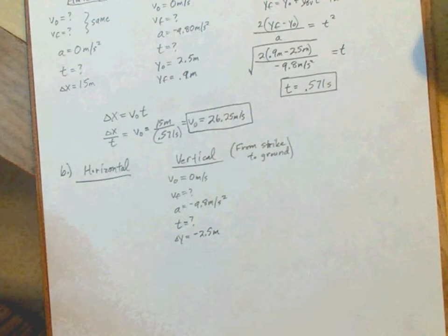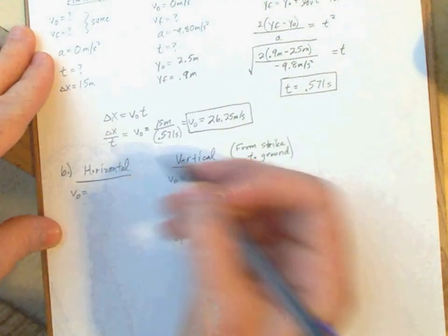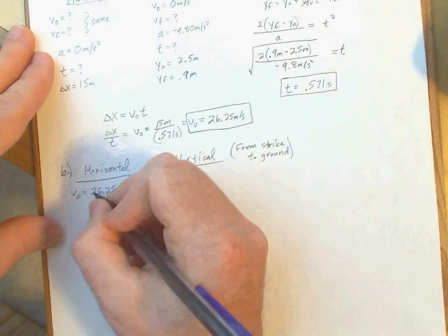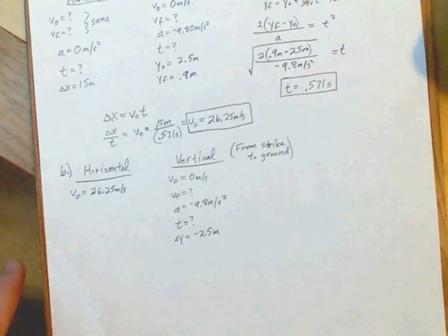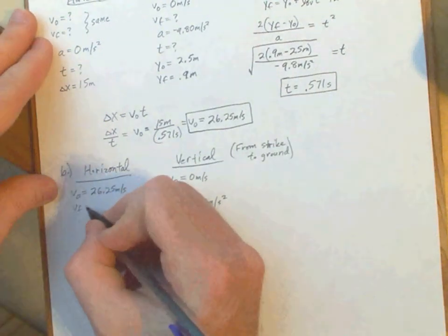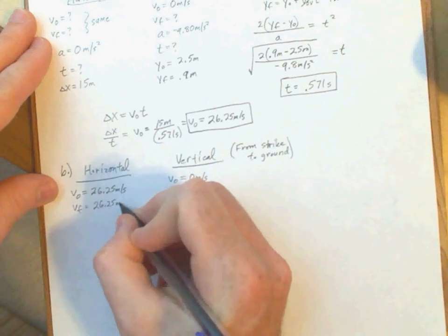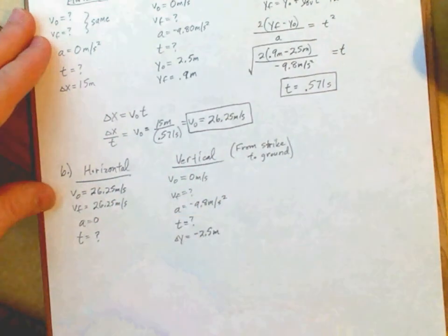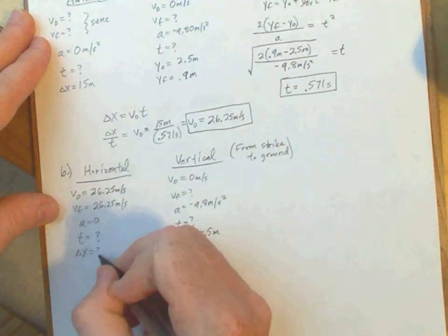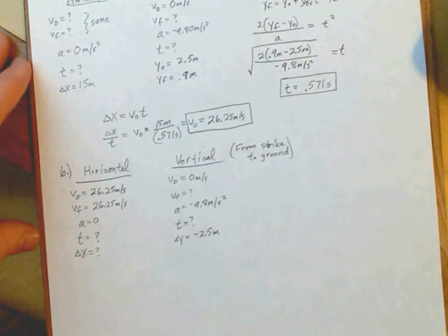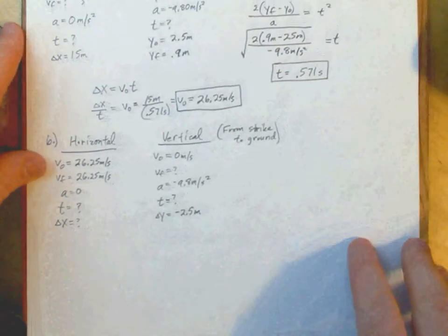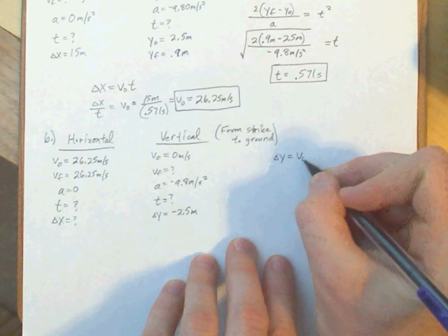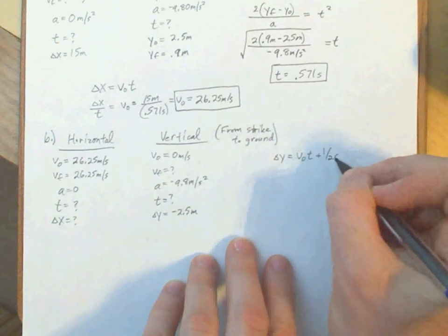Horizontally, I know my speed now. I'm going to go with my 26.25 meters per second. My distance may be off a little bit from theirs, but I'm not too worried. My final is the same thing. Acceleration 0, time we don't know. We know the vertical and horizontal times are the same. And delta x I don't know, but if I can figure out this time, I know how far it's going to go. I can calculate that. On the vertical side, delta y equals v original t plus 1/2 at squared.